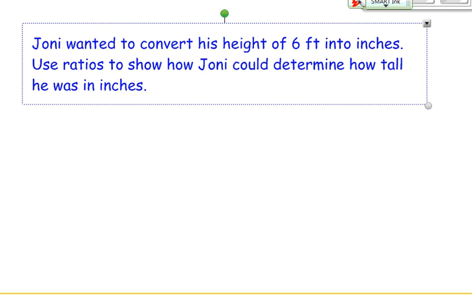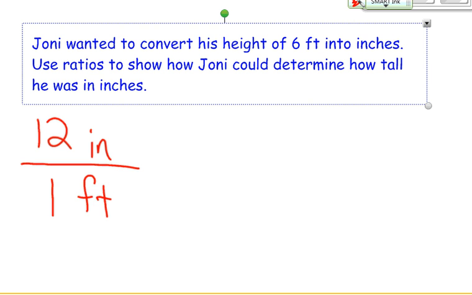Let's try another one. All right. It says Joni wanted to convert his height of 6 feet into inches. Use ratios to show how Joni could determine how tall he was in inches. So, all right, first we got to get a ratio. If I want to understand feet compared to inches, I'm going to say, okay, 12 inches equals 1 foot. So there's my ratio, 12 to 1.